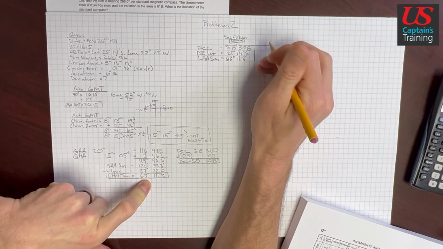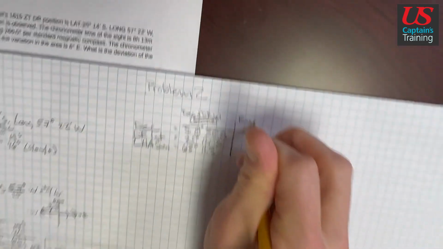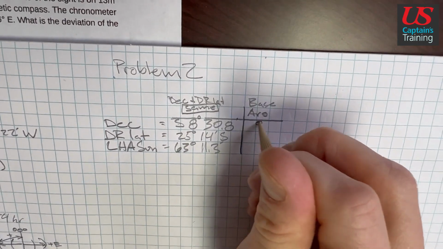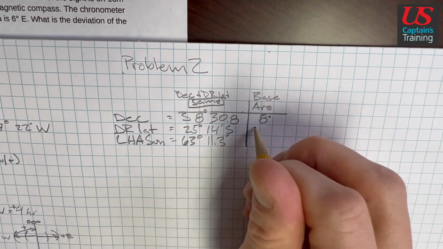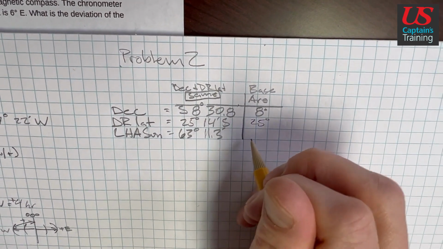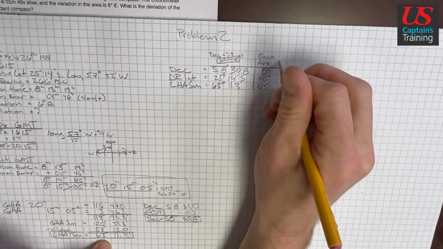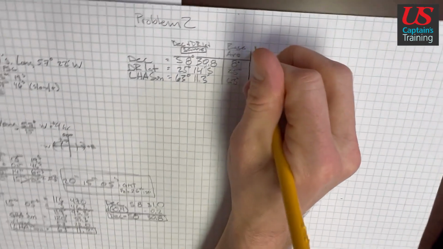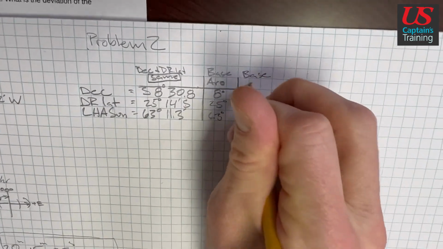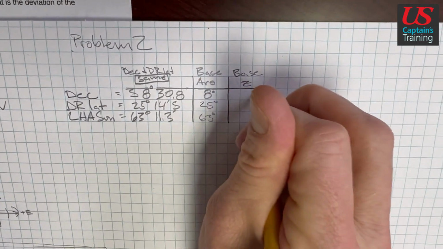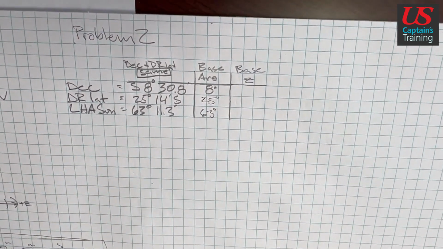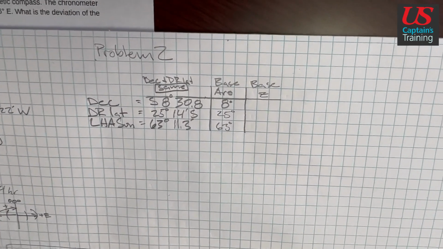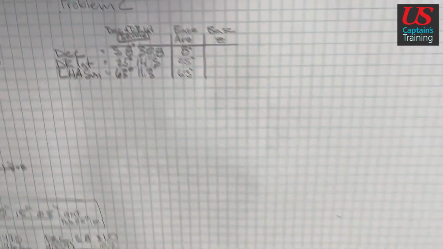So we need to get our base argument. The base argument is just simply the degrees. So declination is 8 degrees, DR latitude is 25 degrees, and the LHA is 63 degrees. Those are our base arguments. And now we need to get our base angle, or Z, and we get these from the sight reduction tables using these values and that they're the same. So we'll jump into these sight reduction tables.